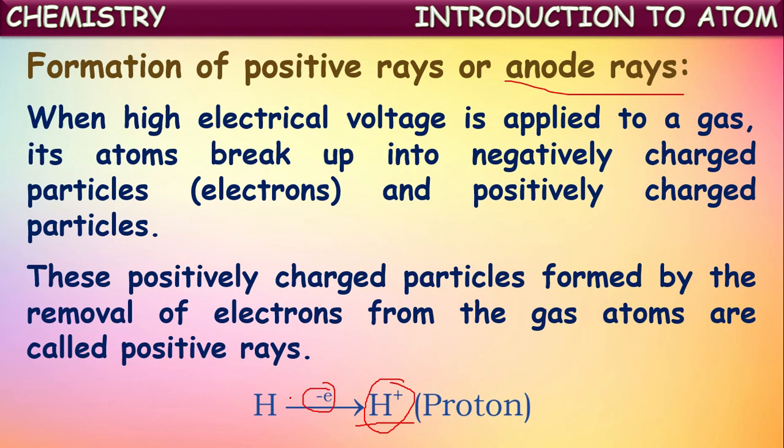So when a gas is applied with high voltage current, it splits into negatively charged particles and positively charged particles. The negatively charged particles produced are called cathode rays, which we now call electrons. The name electron was given by G. J. Stoney, as we know. Along with the negatively charged particles, certain positively charged particles are also produced. These positively charged particles produced from the gases are known as anode rays or positive rays, which are also called canal rays.